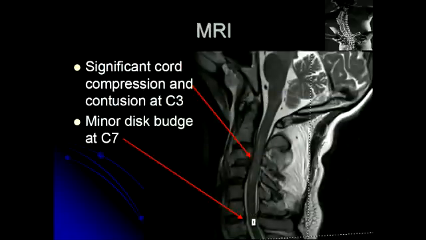An MRI demonstrated a cord injury. So here's the cord, here's the bones. Here is spinal fluid around the cord in a normal area, and the same thing down here. However, right at C3, it's narrowed. There's hemorrhage in here, and there's no CSF getting around the cord.